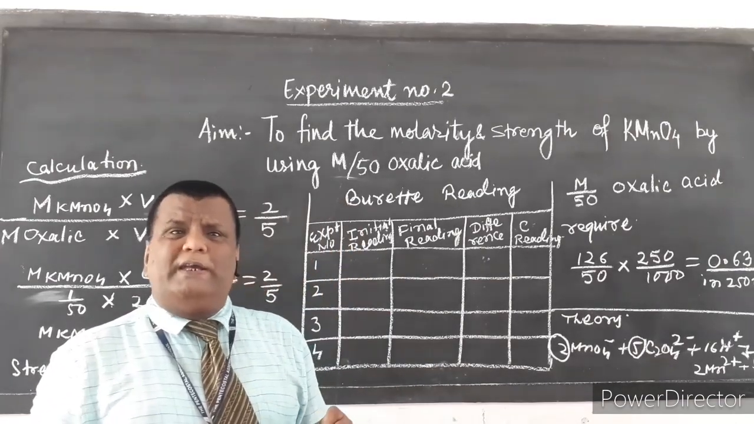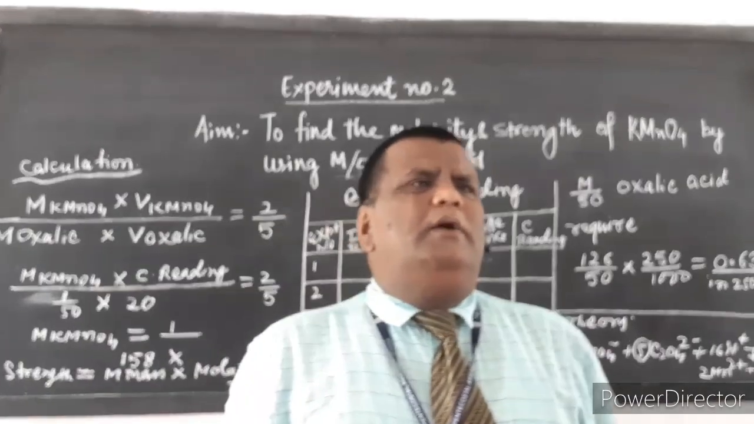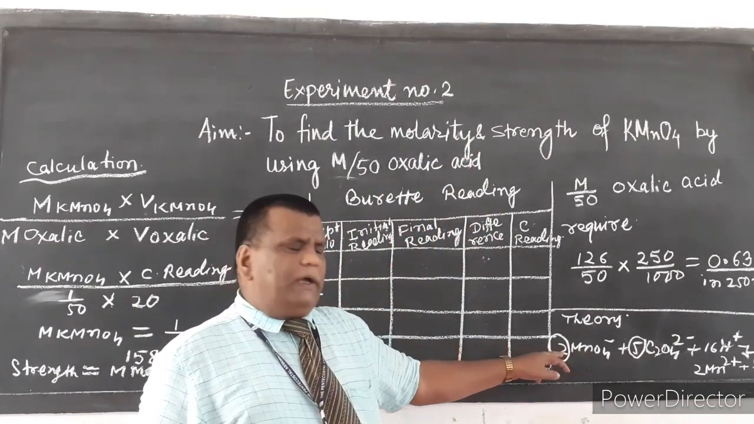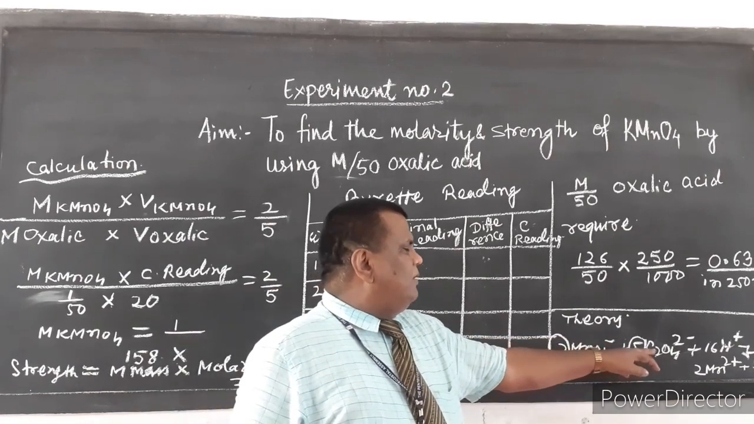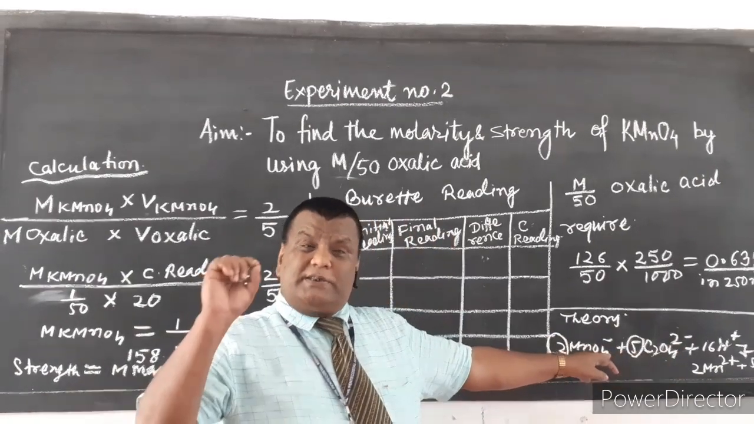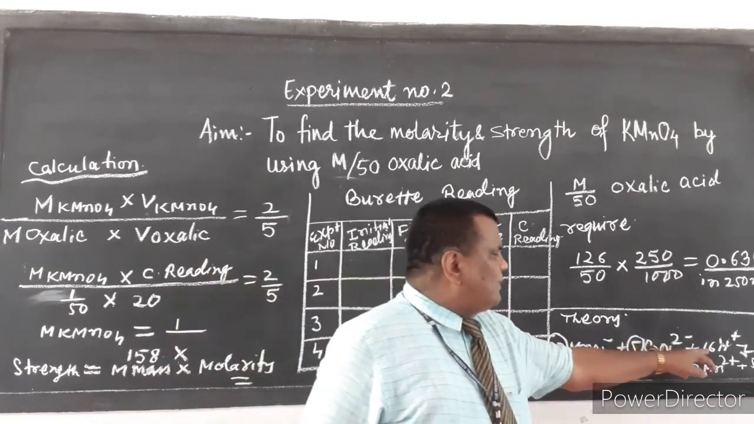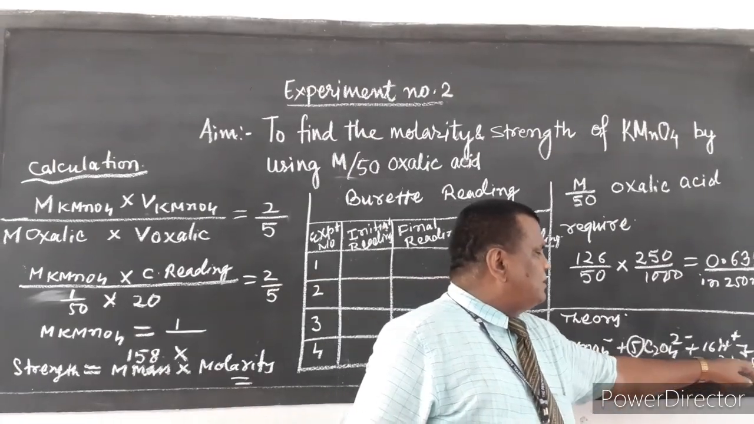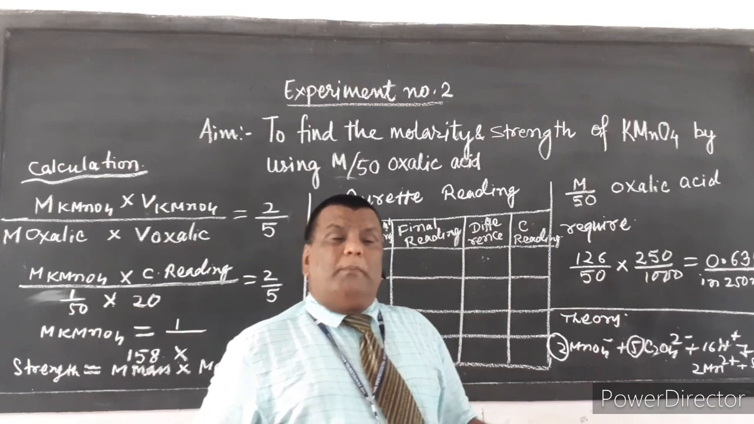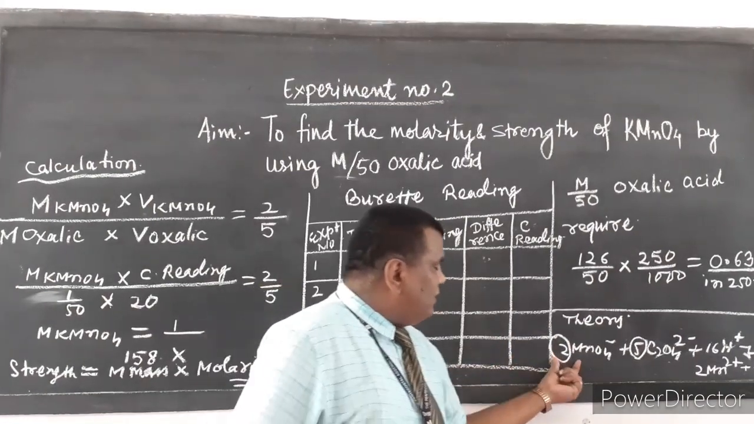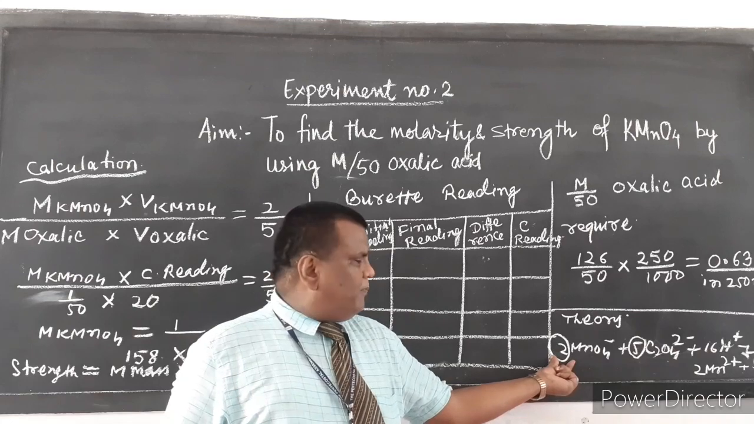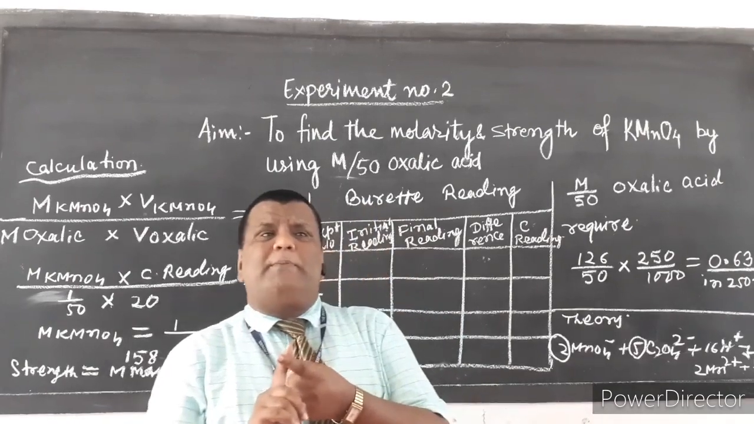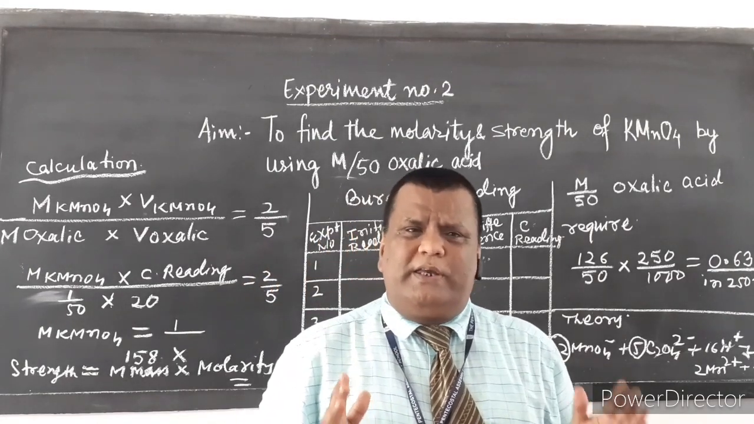The reaction between KMnO4 and oxalic acid is here: 2 MnO4- plus 5 C2O4 2-. This is done in acidic medium, that's why 16 H+. It gives 2 Mn2+ plus 10 CO2 plus 8 H2O. But we need this: 2 moles of KMnO4 react with 5 moles of oxalic acid. So the ratio between KMnO4 and oxalic acid is 2 by 5.